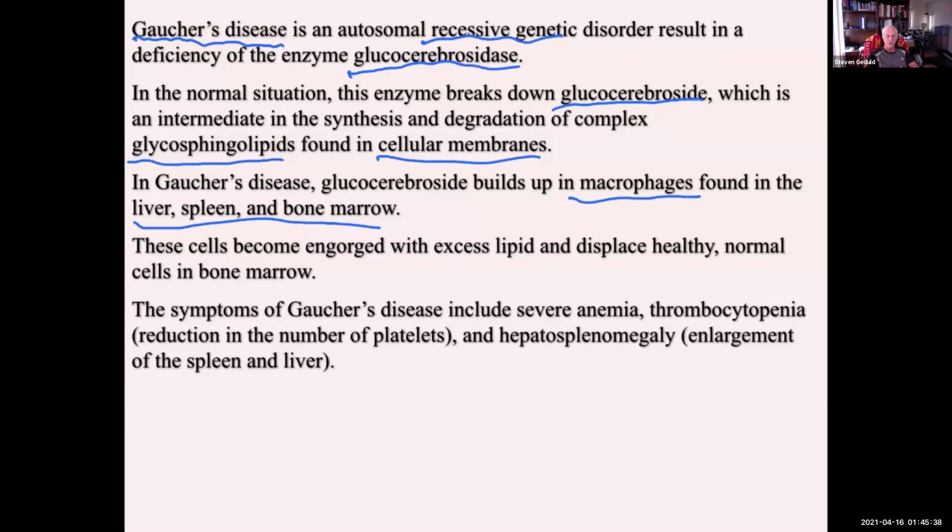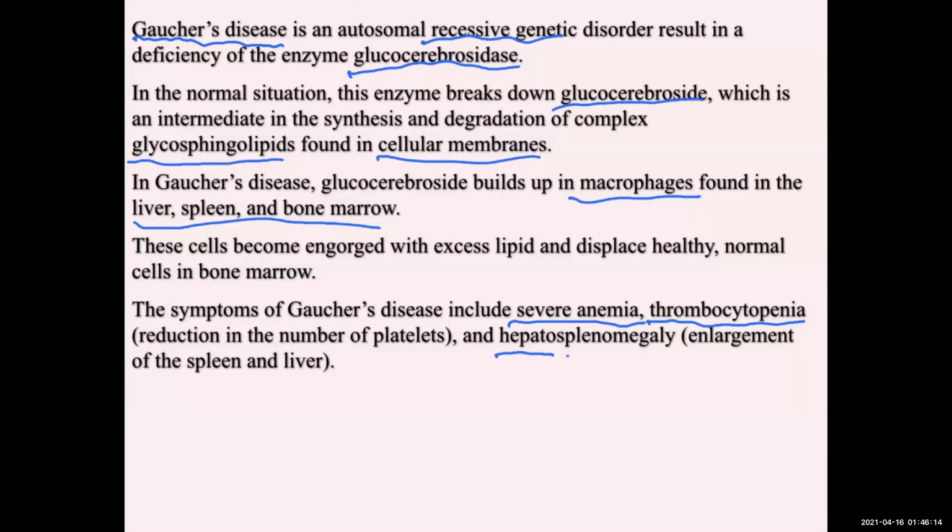The symptoms of Gaucher's disease include severe anemia. The red blood cells are being displaced in the bone marrow, so you're not going to make red blood cells at the right rate. Thrombocytopenia is a bleeding disorder. You reduce the number of platelets so your blood can't clot, like von Willebrand's disease or hemophilia. Those are examples of thrombocytopenia. And hepatosplenomegaly, which means an enlarged spleen and an enlarged liver.